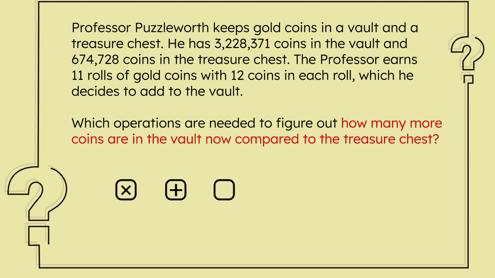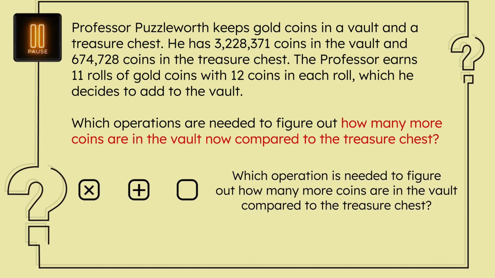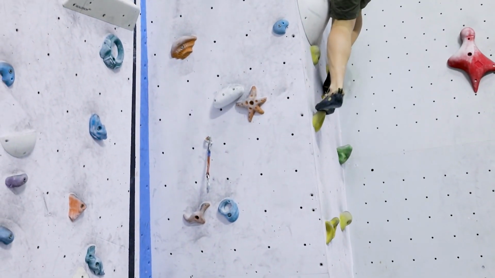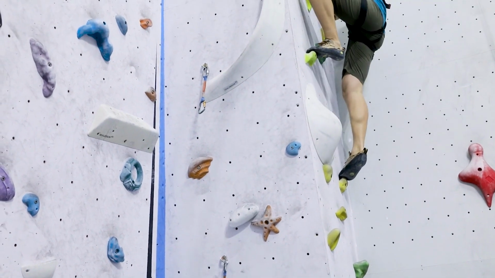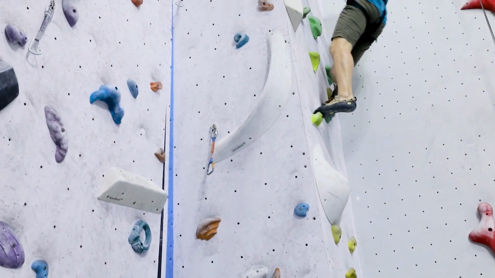Not quite. Pause here to figure out the third operation needed to answer this question. We still need to figure out how many more coins are in the vault compared to the treasure chest. Which operation can help us figure that out? Subtraction. Here we go.